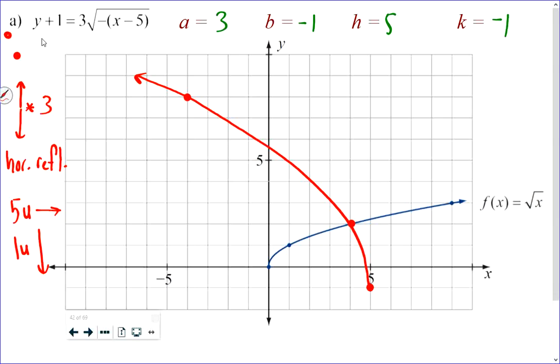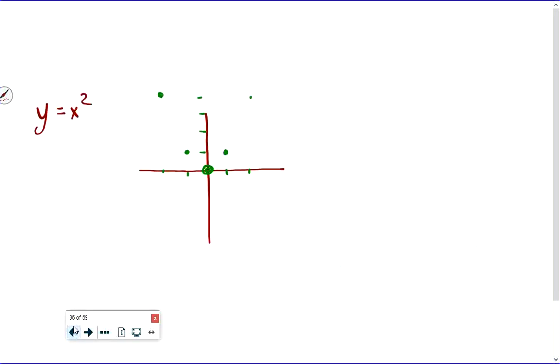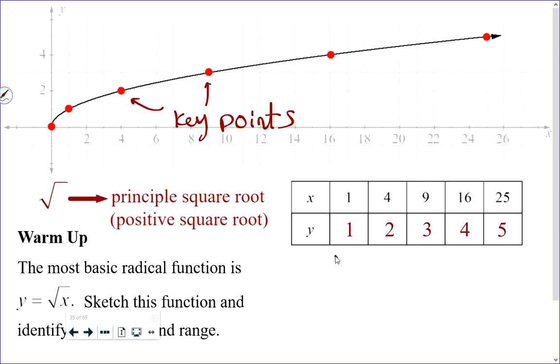So what is the domain and range? Well, we can see that the domain here is x is less than or equal to 5, and the range is y is greater than or equal to -1. It occurs to me that I believe we were asked to put the domain and range in the warm-up, weren't we? On the previous page. And just to make sure, to put it on here, the domain of this is x is greater than or equal to 0. The range is y is greater than or equal to 0.